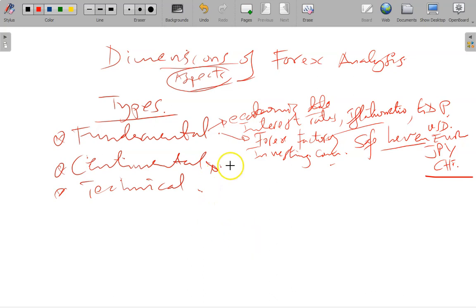And mainly we have retail sentiment, and also we have institutional sentiment. So you must be aware of how retail are committed, and also how institutions are committed, in which direction. If you have that information about the commitment of other traders, you will make a decision on whether to go long or short.